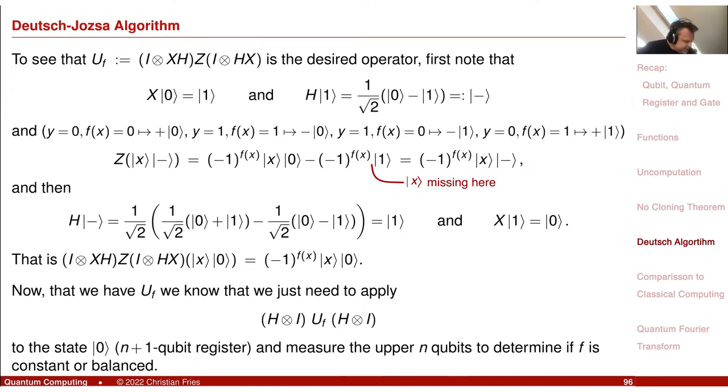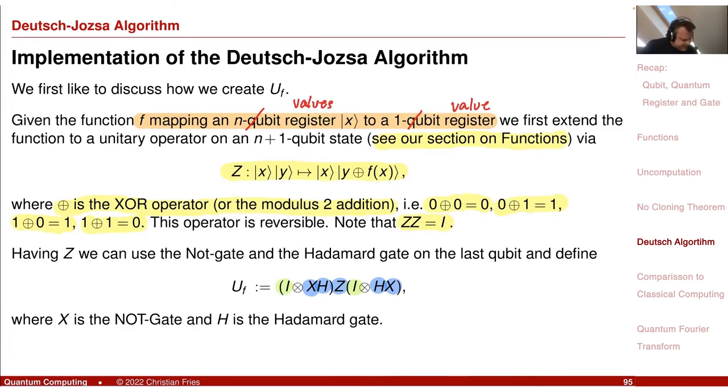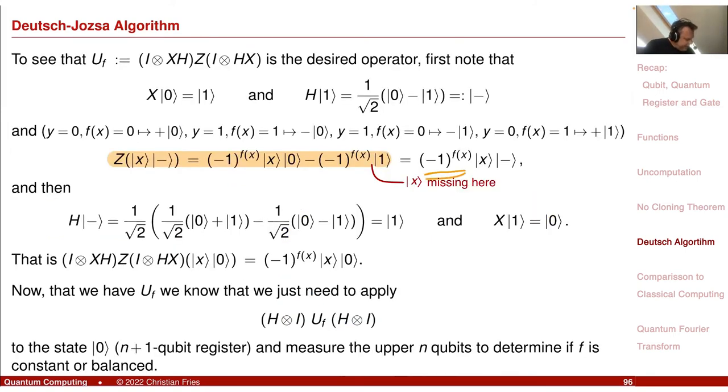So the question is, how do we see here that Z applied to this gives me this coefficient? Go back. Note that Z is just keeping the input state, and then it's creating y plus f of x. So if y is 0 and f of x is 0, then 0 plus 0 maps to 0. So we get a plus 0, so it will act on the 0. The 0 has a plus coefficient, so I get a plus. So if f of x was 0, I get a coefficient with a plus, and I have a 0 here.